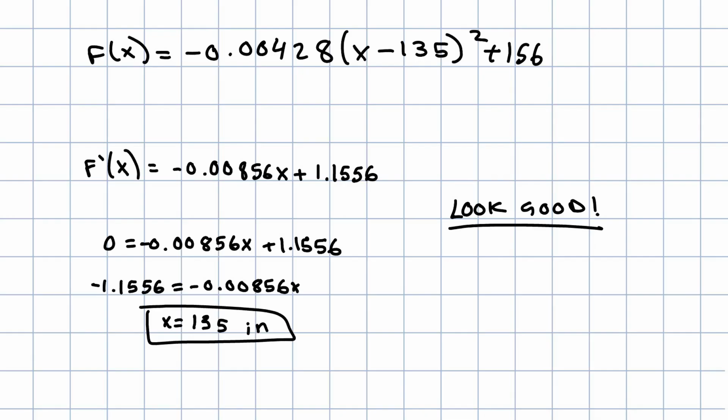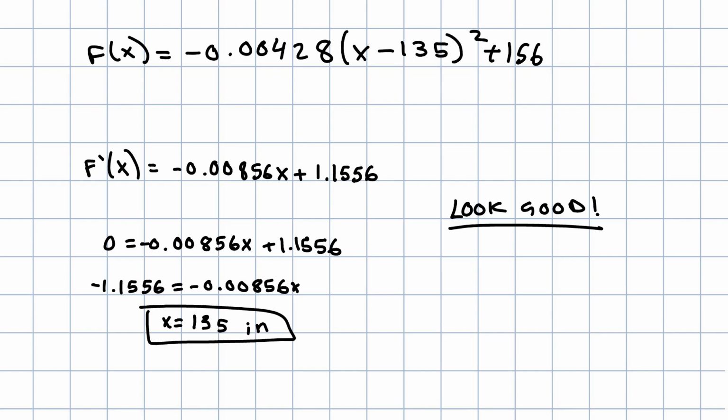So now let's take the first derivative of this release estimate. If we use the chain rule, or if we expand it out and then use the power rule and such, we get f prime of x is equal to negative 0.00856x plus 1.1556. If we set this equal to 0, we could possibly see a point where the derivative is either undefined or equal to 0, which means a maximum or a minimum. So we set it equal to 0, and we got x as 135 inches.